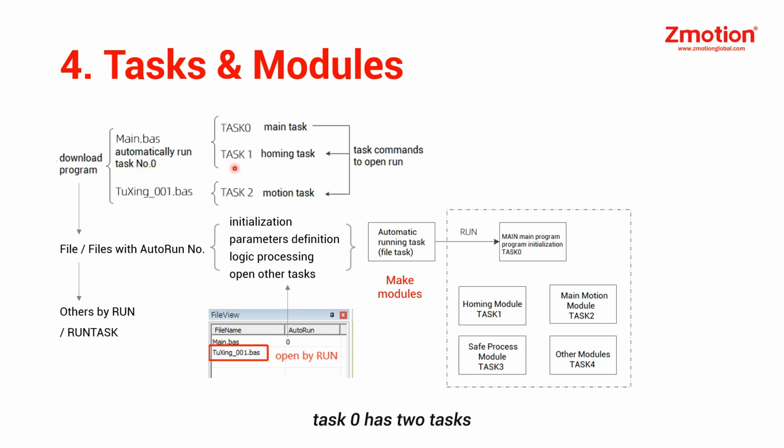Task 0 has 2 tasks: task 0 main task and task 1 homing task. But task 1 and task 2 are opened by command. Only task 0 main task is opened by auto run.